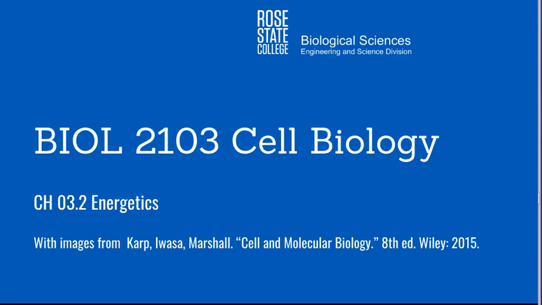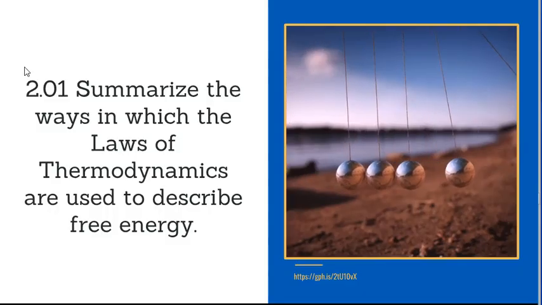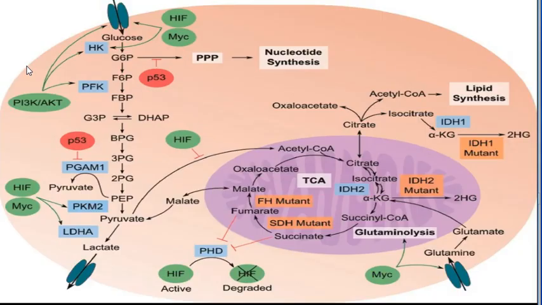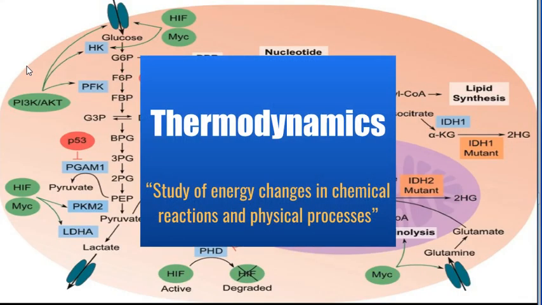We will continue our introduction to cellular energetics in order to summarize the ways in which the laws of thermodynamics are used to describe free energy. Thermodynamics can be defined as the study of energy changes in chemical reactions and physical processes. Thermodynamics helps one determine if a reaction will occur. It also tells us the direction and degree of a reaction. However, it does not tell us how fast a reaction may occur.